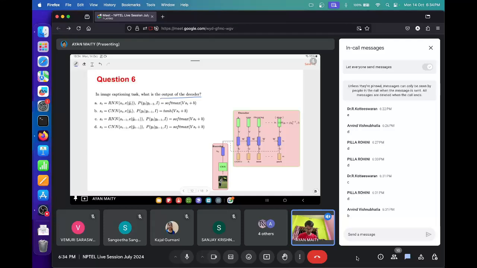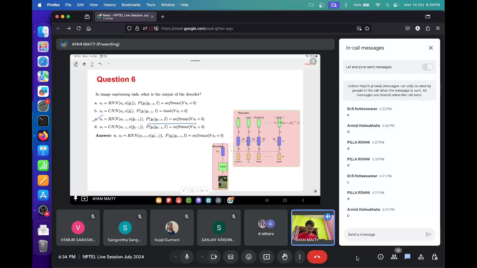The correct answer is option C. ST equals RNN of ST minus 1 comma E of YT minus 1 hat, and the actual probability distribution output is the probability of YT given YT minus 1 comma I, the input image, equals softmax of V ST plus B. V and B are weights and biases here.